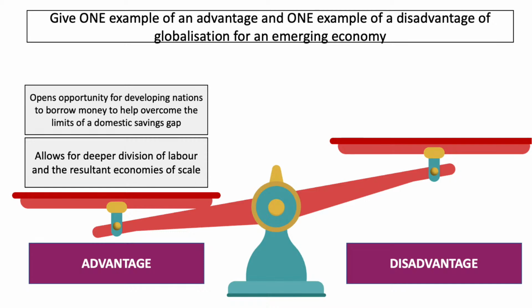It also allows for deeper division of labour and the resultant economies of scale. Again, we can really apply this to our emerging economies. What kind of markets are they going to be specialising in? Those markets are typically things like manufacturing, for example, which really benefits from economies of scale. So we can really add our context in there, getting us some extra application points as well as doing our analysis. Okay, hit me with some disadvantages.